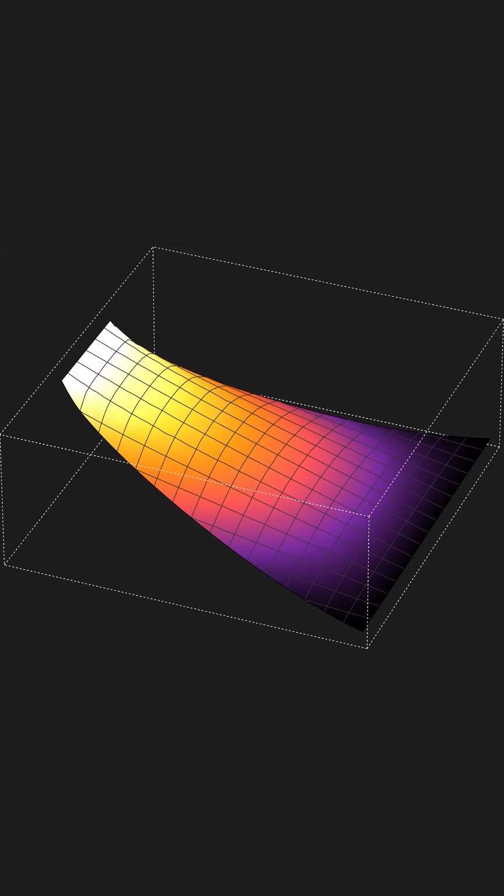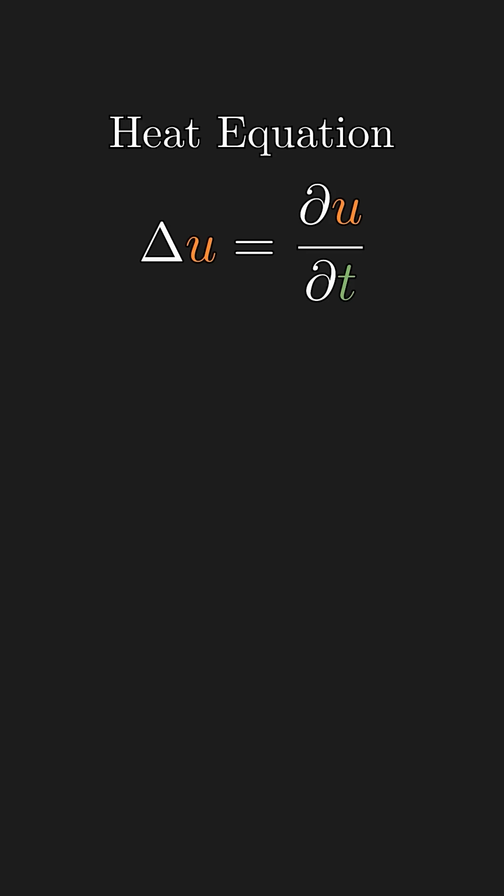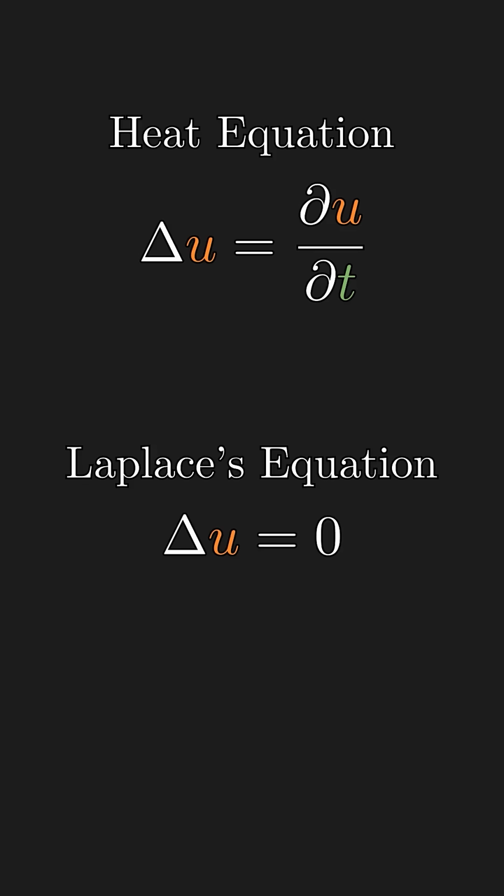Then the temperature of the metal will change until it reaches a steady state temperature gradient. And this eventual steady state satisfies Laplace's equation. This is the heat equation, which describes how temperature changes over time due to heat flow. And this is the Laplace's equation. So we can just solve the heat equation and wait for the temperature to eventually settle to a steady state.